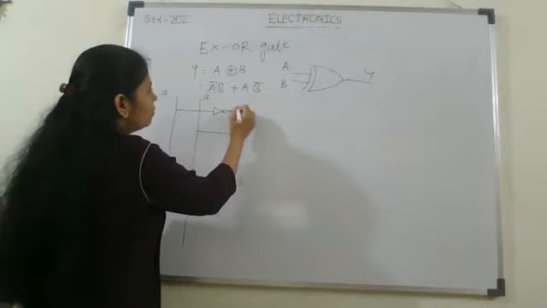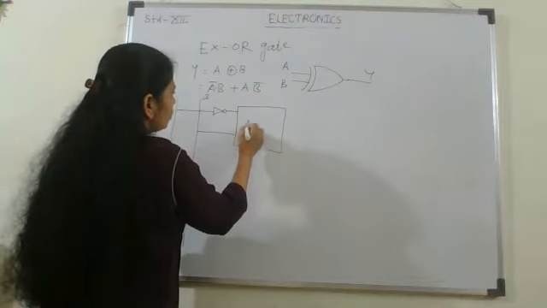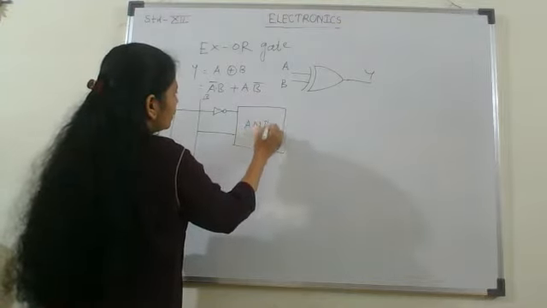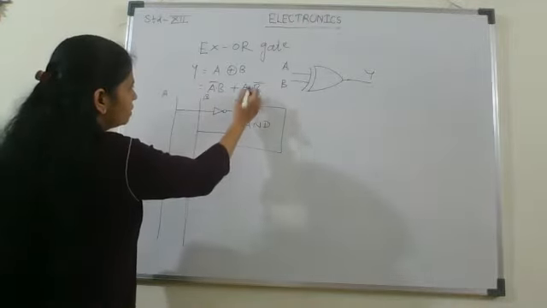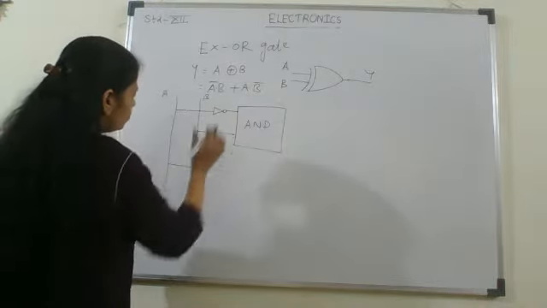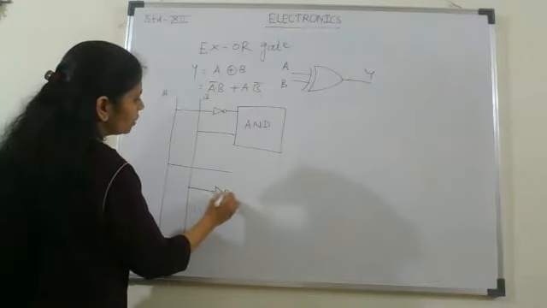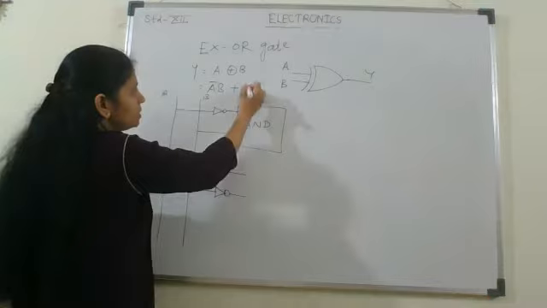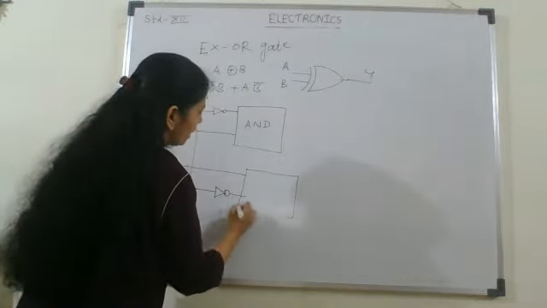I am drawing the block diagram of this, not a circuit diagram. So we want one AND gate here. Then this is A, so we want A here. And this is B bar, so this is the B, and with that we want one NOT gate, and here a bubble is there. So we want again an AND gate over here.